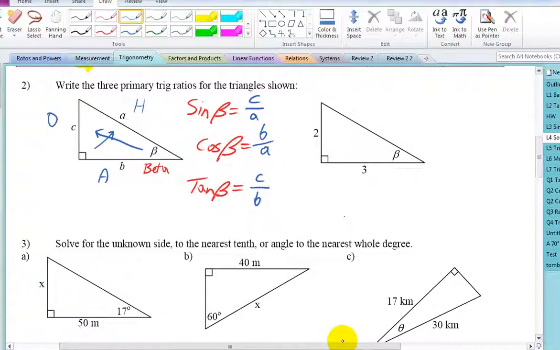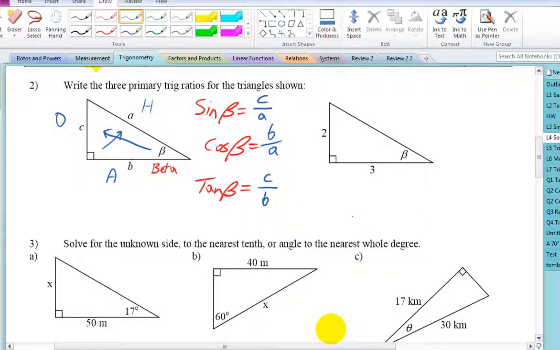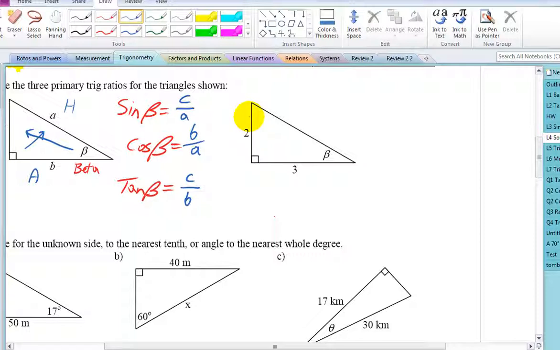If I don't give you any numbers, you have to use letters, either lowercase or capitals. Now I give you numbers, so you have to use them. Let's start with tan beta this time. Then we'll go to sine beta, and then we'll go to cos beta. Go ahead. You might want to, first of all, find the hypotenuse. Right, gotta find the hypotenuse.